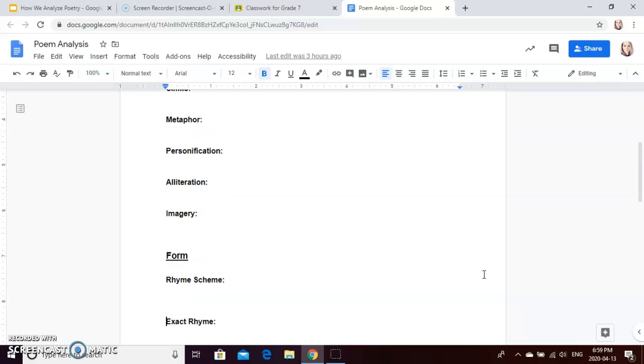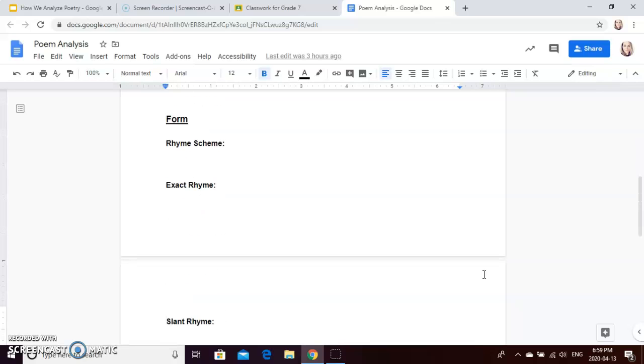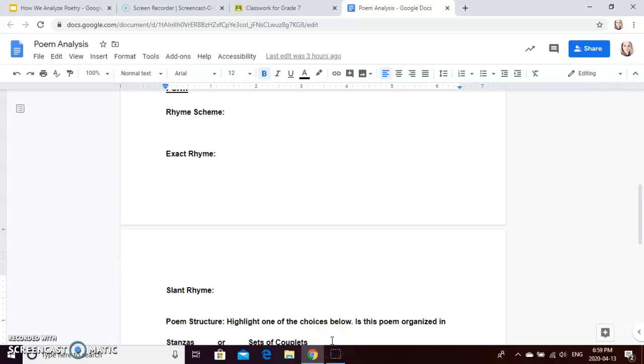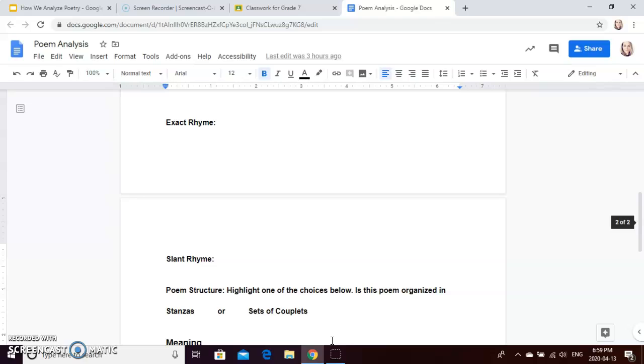There are also questions about form. Explain if you can find exact rhyme in the poem or any slant rhyme, and also tell me what a rhyme scheme is, as we would have worked on in our previous lesson, which is how to determine the rhyme pattern of a poem. Poem structure, all you have to do is circle. You just have to highlight one of the choices below and tell me whether the poem Truth is organized in stanzas or in sets of couplets.